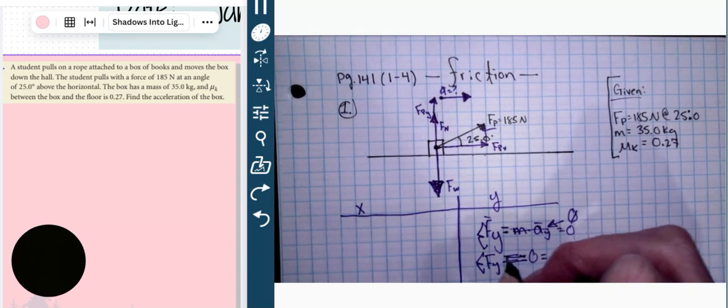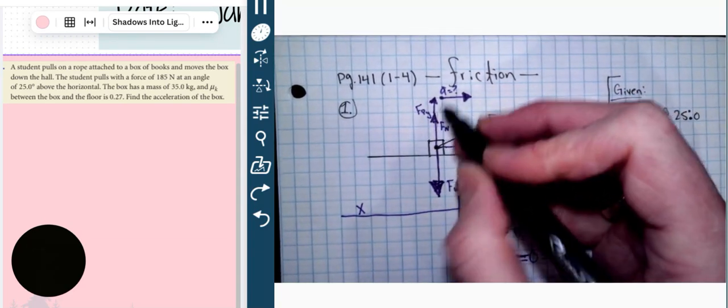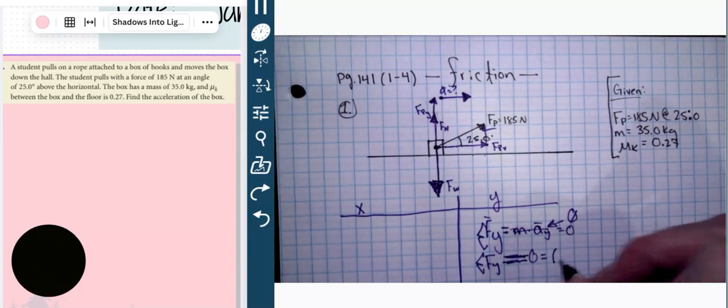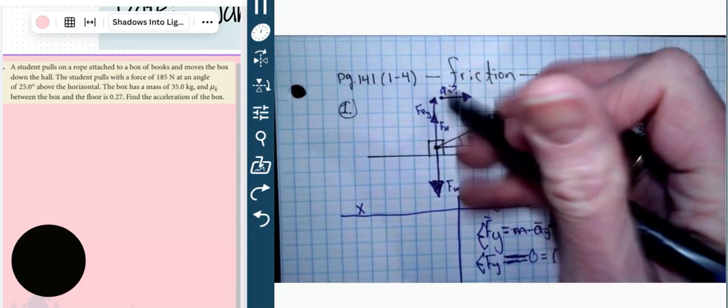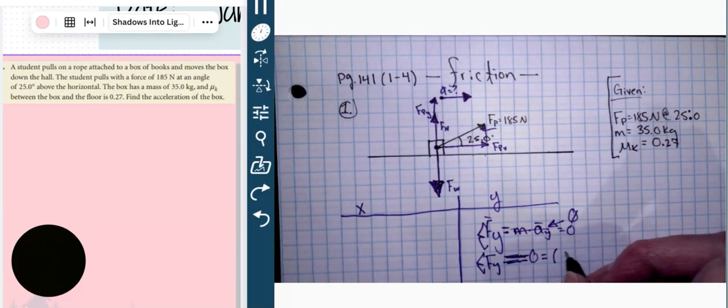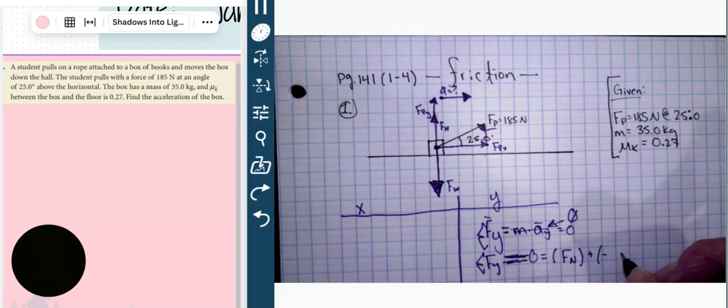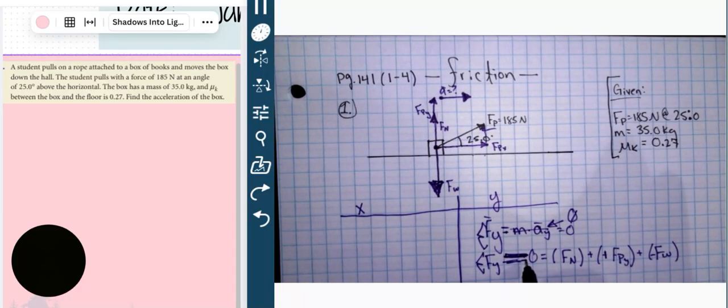So the forces in the y that I have to sum here, I'm going to start with my positive forces first. It just means add all of these up. So I've got my force normal pointing up. Add my force pull in the y. And my force weight is acting down, so it is negative. Right, that got a little crazy there. Alright, now I'm just going to keep it as variables for now, and I'll go back and add in as I go.